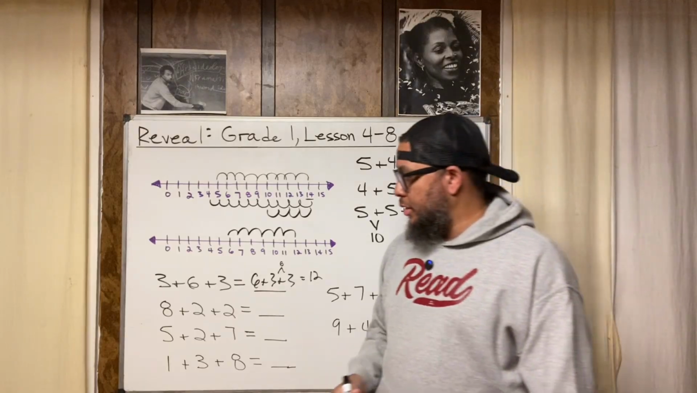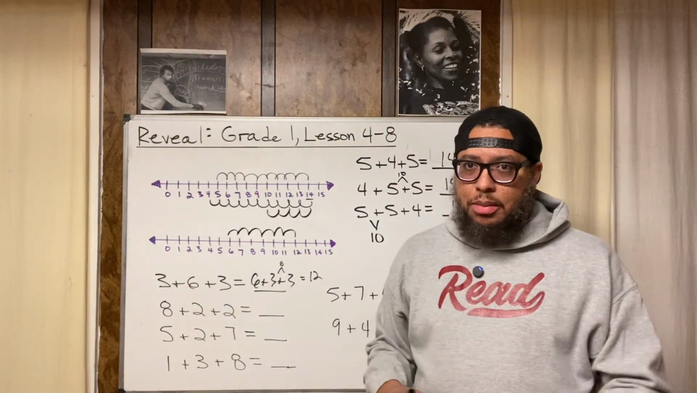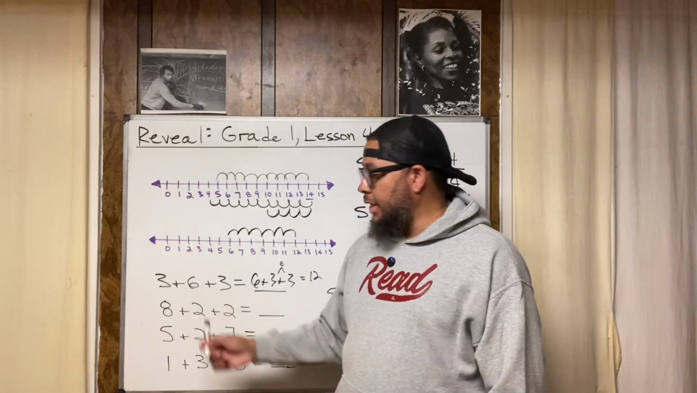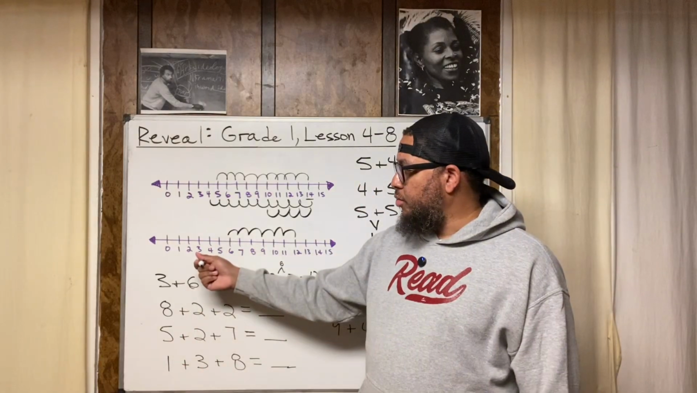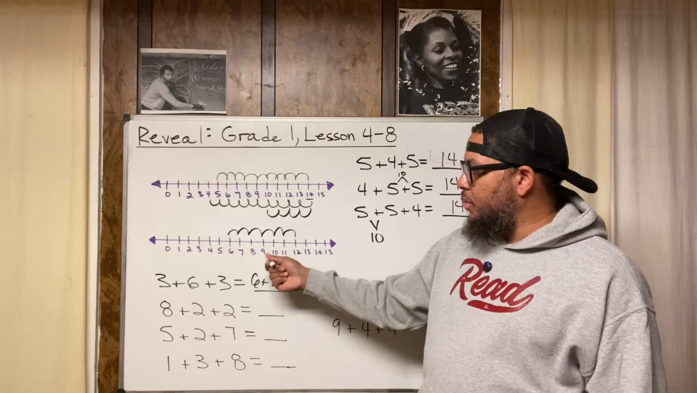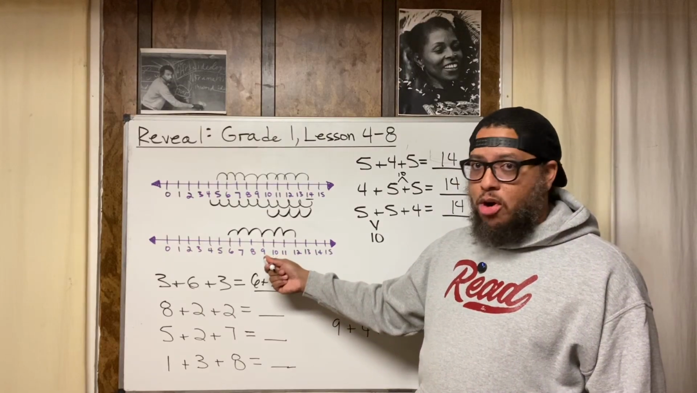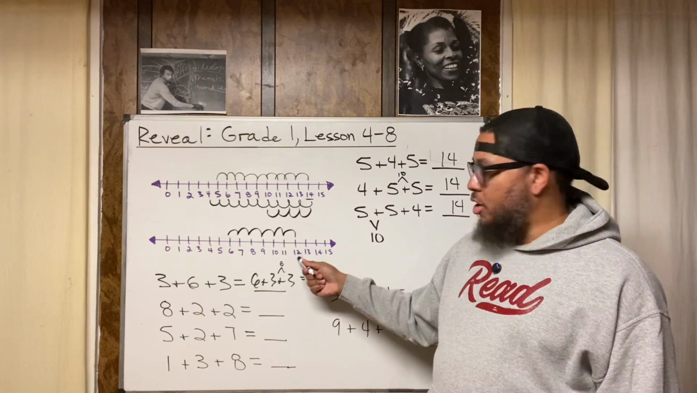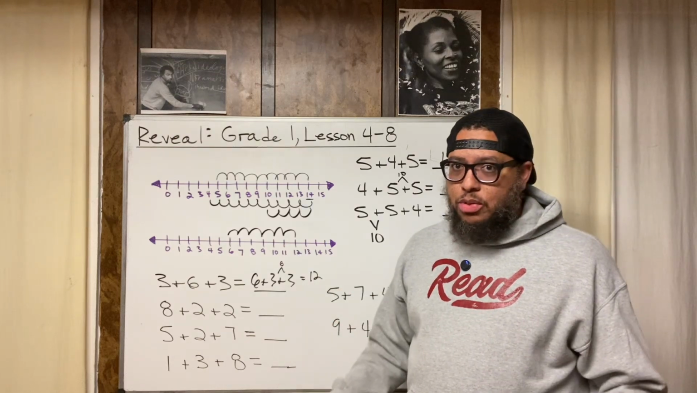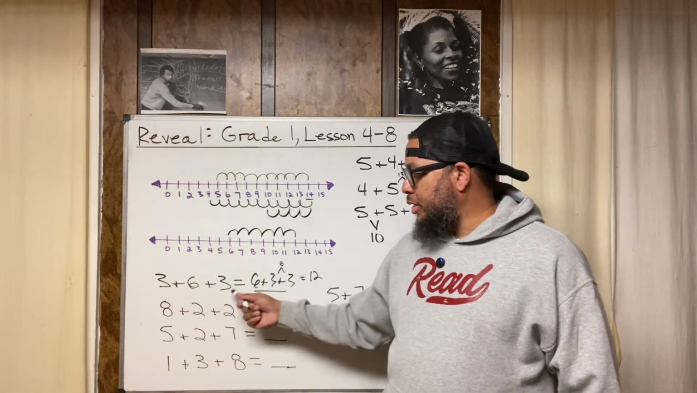Another way to do that is this. If I didn't switch the order of the numbers around, 3 plus 6 is 9. We can use the number line to prove that. If we start at 3, go 6 spaces to the right, we end up at 9. And then we pause at 9, and we add 3 more, and we end up at 12. So either way, we're going to end up at 12. That's why 3 plus 6 plus 3 is 12.